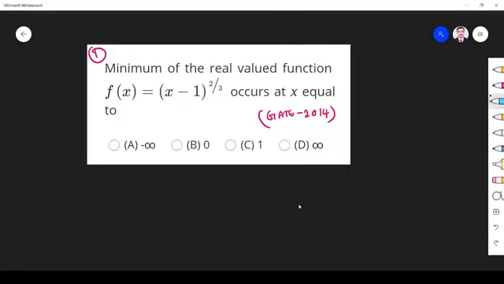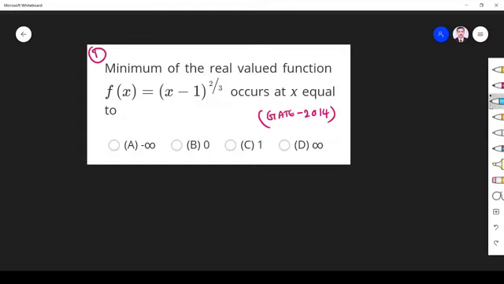Hi friends, in this video we see GATE problems related to maxima and minima. So the first question is: the minimum of the real valued function f of x is equal to (x minus 1) whole power 2 by 3 occurs at x is equal to dash.